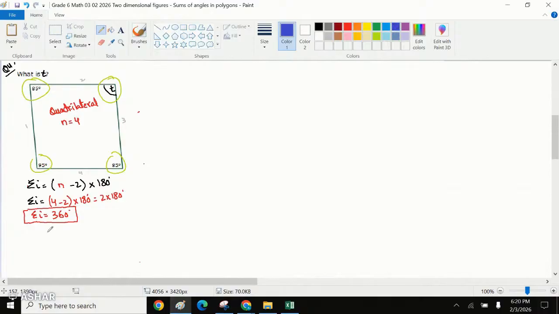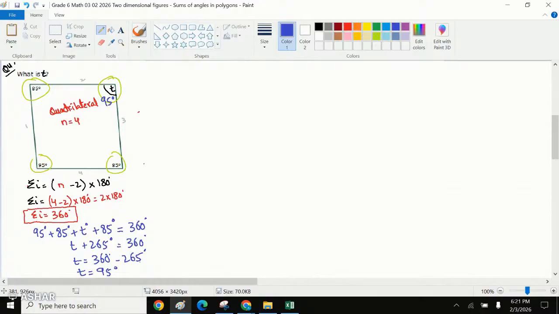Let's add these angles. 95 plus 85 plus T plus 85. The sum should be equal to 360. So 95 plus 85 plus 85 comes out to be 265. This was 360. So T means 360 minus 265, and T comes out to be 95 degrees. So we can say this angle comes out to be 95. Agreed?